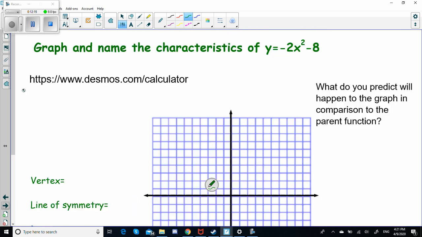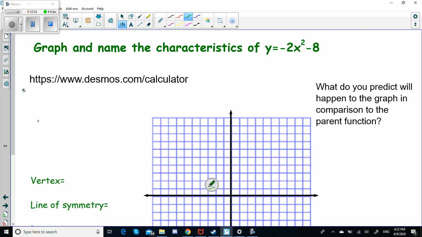All right, let's try the next one. Okay, so before you make a table and graph this, I want you to press pause, and I want you to decide what kind of translation it is based on the C. And then also, is it a shrink or a stretch based on this negative 2?